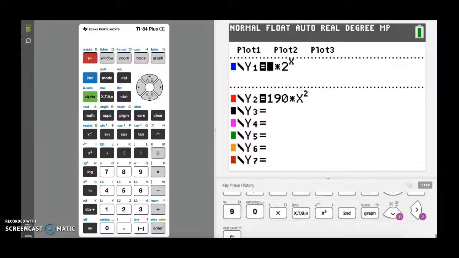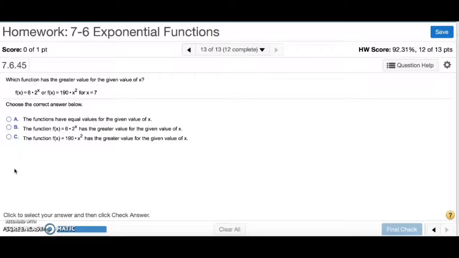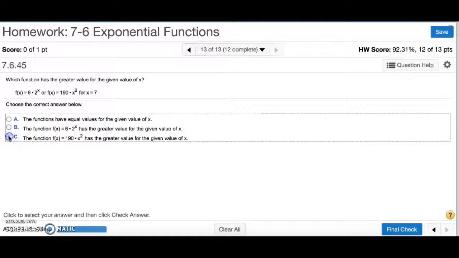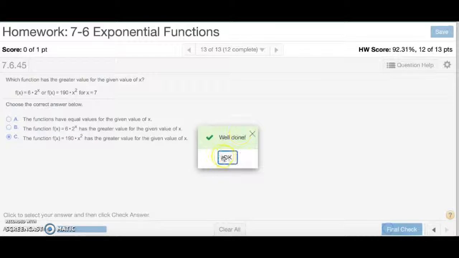So let's look at our answers. So the one that is larger for x equals 7 will be the 190 x squared. That's number 13.